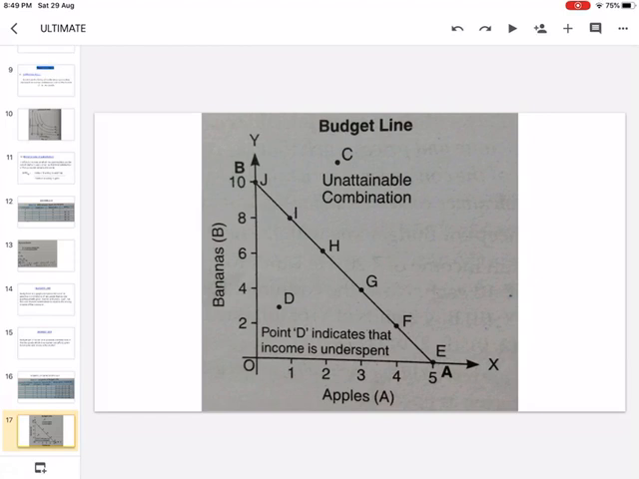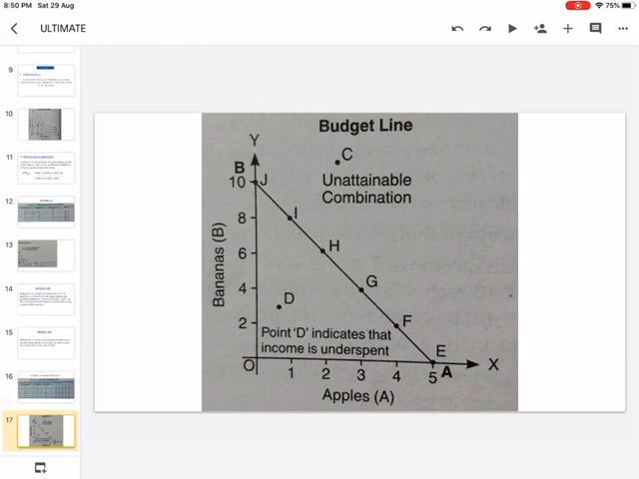So there might be various other points below the budget line. All of these are examples of the budget set, meaning various combinations of the two goods that the consumer can buy, but not necessarily by spending his entire income on it, right? So these are budget sets. Budget line means the combination of goods that he can buy if he exhausts his entire income buying those combinations.